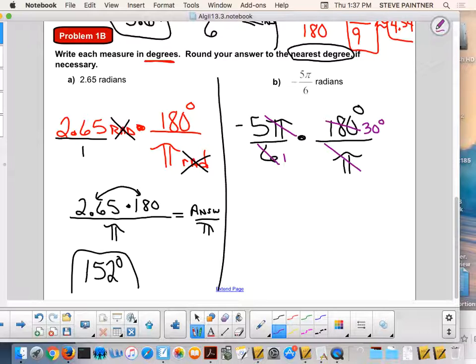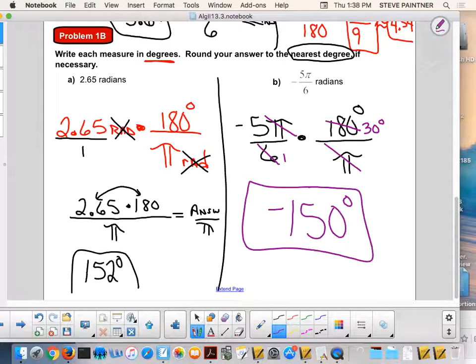Now it's really easy, isn't it? Negative 5 times positive 30 is? Negative 150. You did not need your calculator on that one. That one you could have just used your old noggin. All right. So this is you trying to convert back and forth. Okay, I want to convert quick, I just use my conversion factors. It helps.